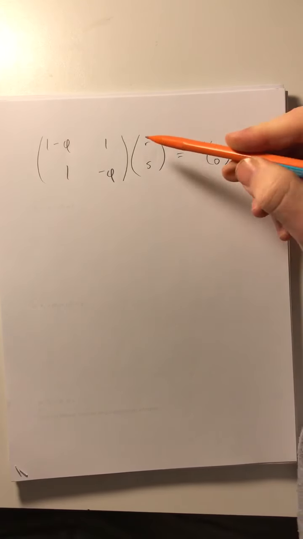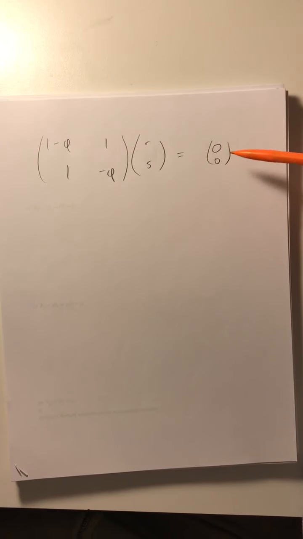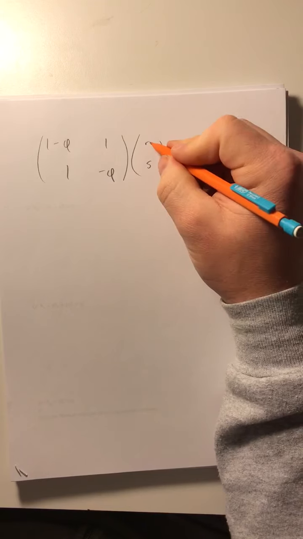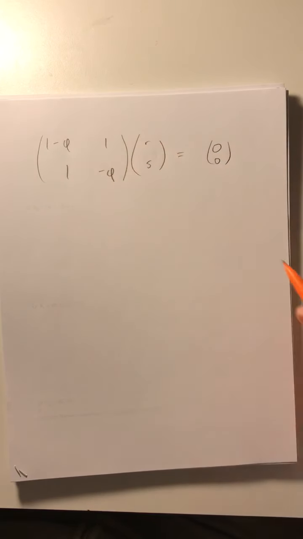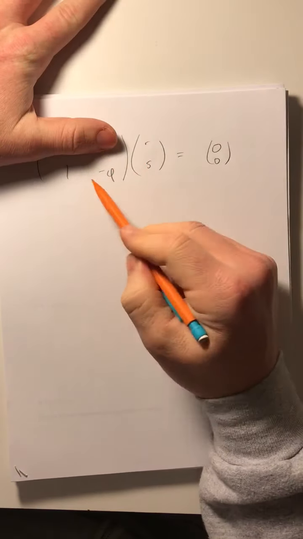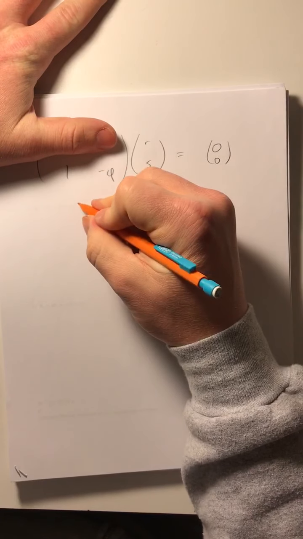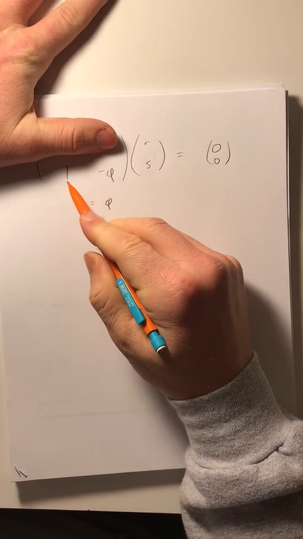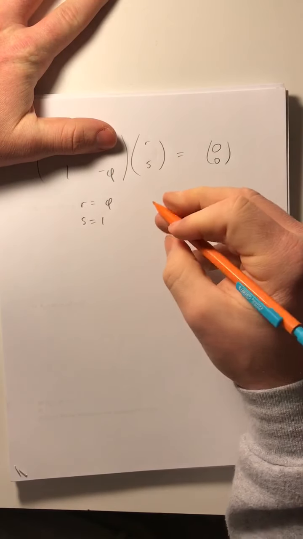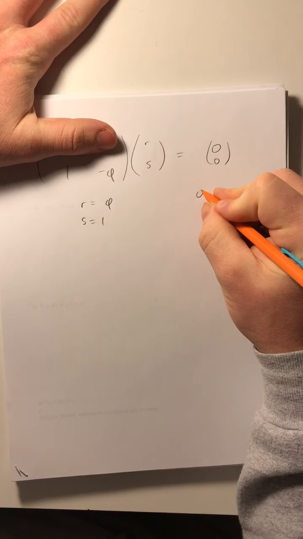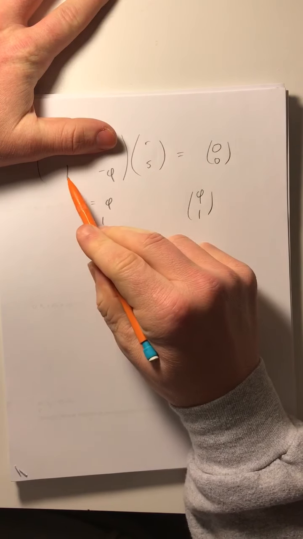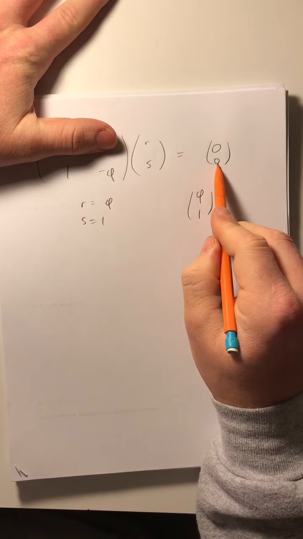I want to choose some non-zero r and s and end up getting 0. I'm going to eyeball this and just look at this row. Here I get r minus phi times s, so I'll say r equals phi, s equals 1, and this gives me the correct thing. So we get phi, 1. And if I do this second row times this column, I get that 0.